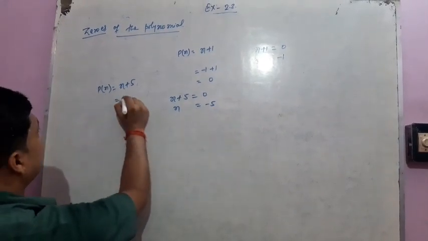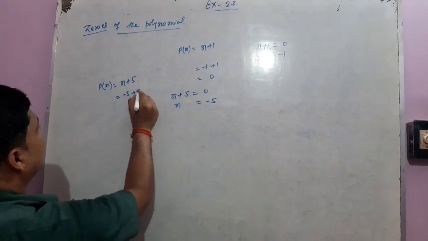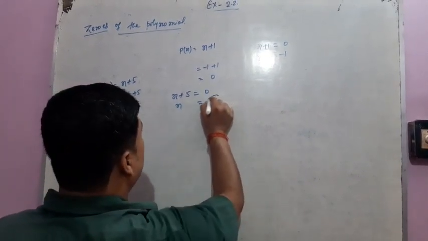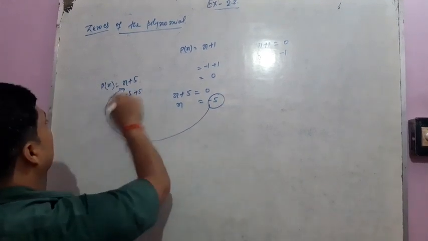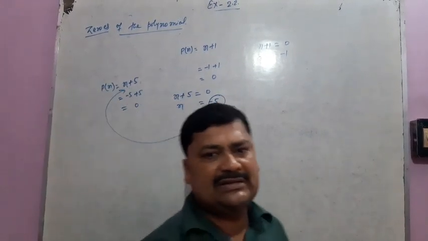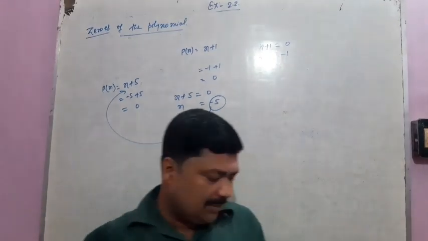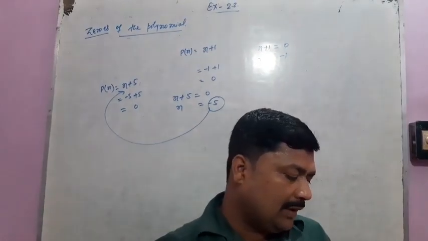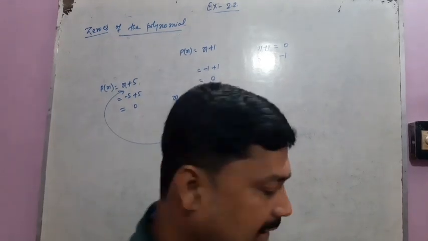So in place of x, if we keep minus 5, then what is the result of the whole polynomial? It becomes 0. So you can see that minus 5 is the zero of the polynomial x plus 5. This is the zero of the polynomial. So in question number 3, we have to verify whether the following are zeros of the polynomial.